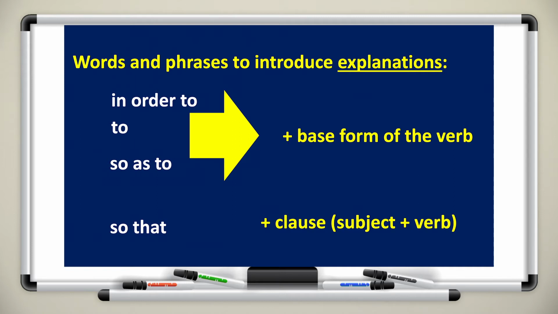However, if you decide to go with so that, you're going to add a clause after it. For example, so that he could study. So the subject and the verb. Very simple. You can also use in order that. Very simple. Let's see how they work. They're easy as long as you know what follows them.